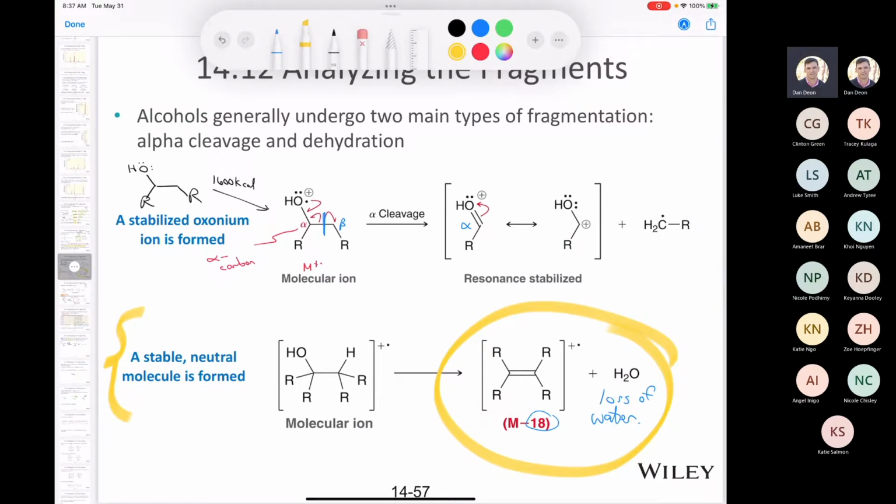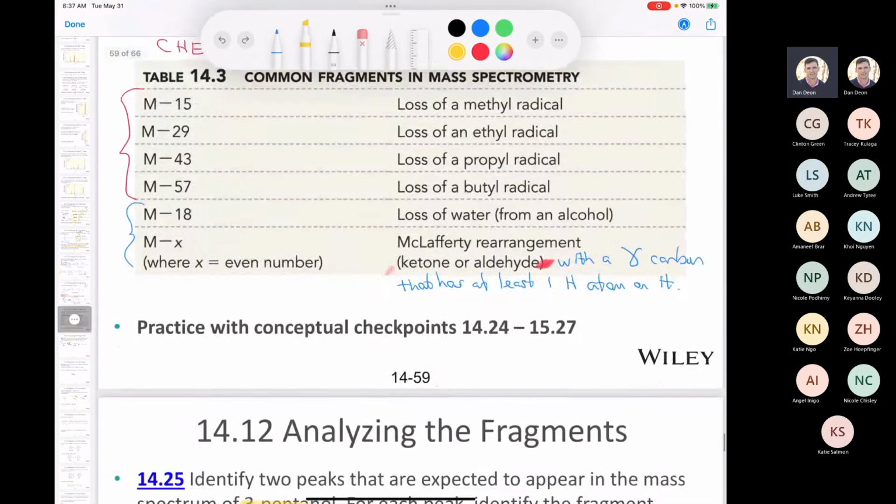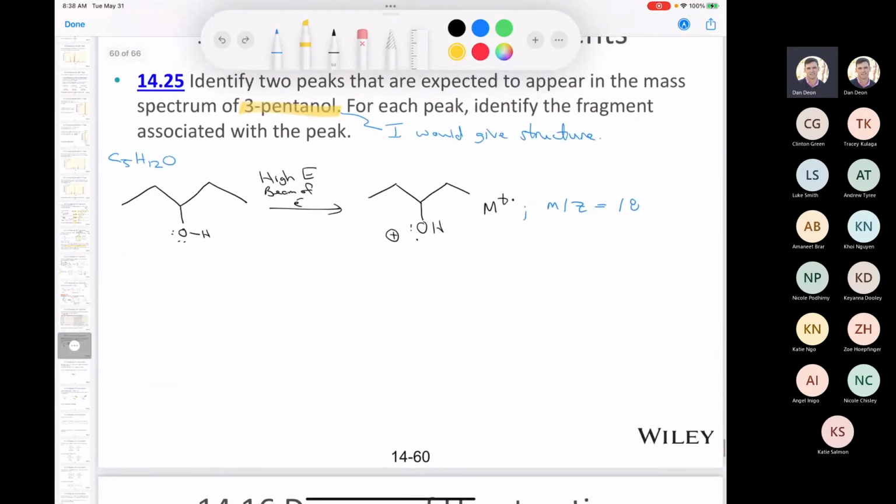And then what else are we going to see? We're also going to see an alpha cleavage. So let's go back here. Let's do the loss of the water first. So maybe I'll just do it on this side. I'll do it in blue since it's loss of water, right?